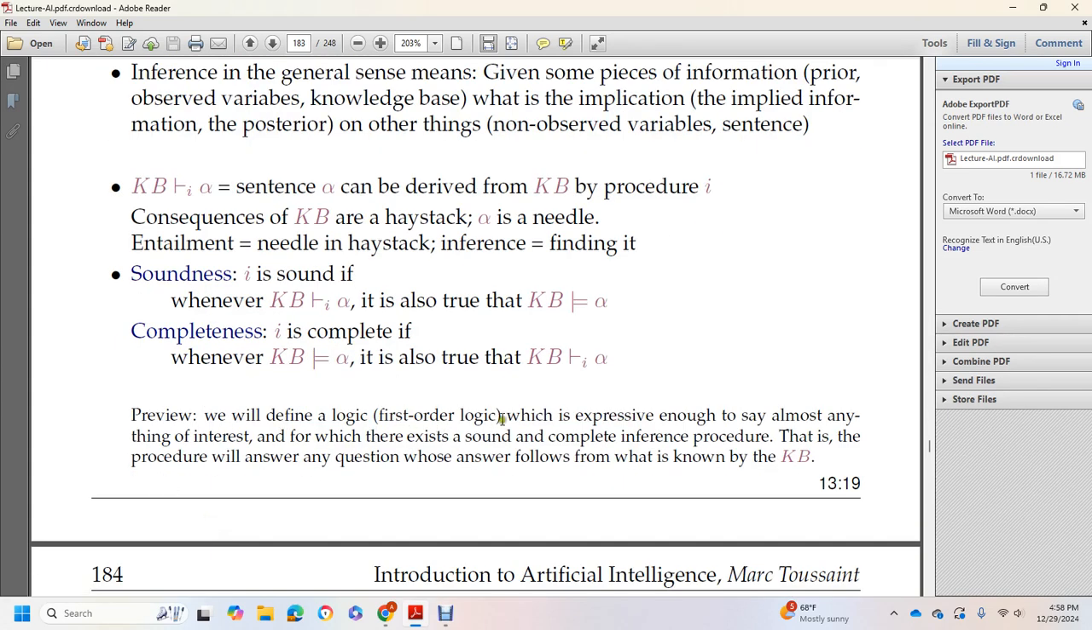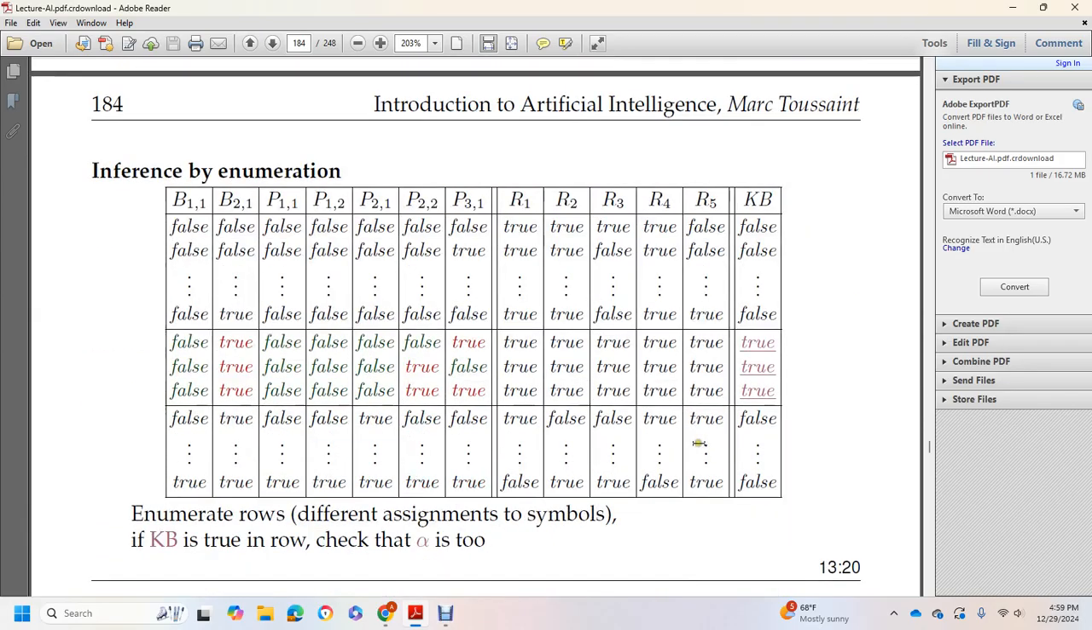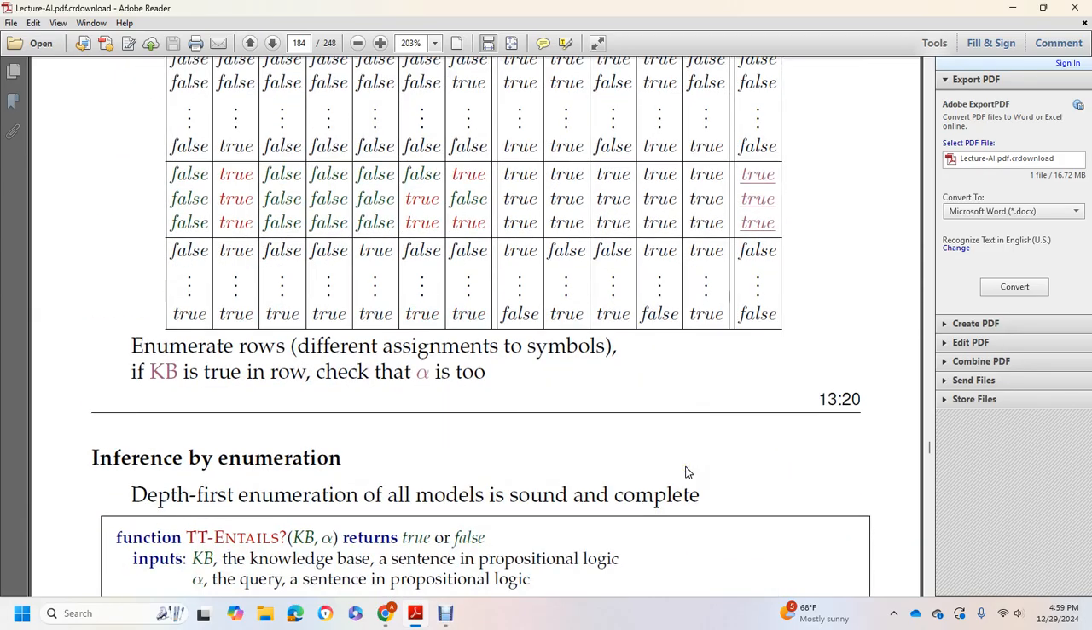First order logic is enough to say almost anything interesting that exists, and there is a sound and complete inference procedure. This procedure will answer any question whose answer follows from what is known in the KB. Inference by enumeration: enumerate all models, which is sound and complete.